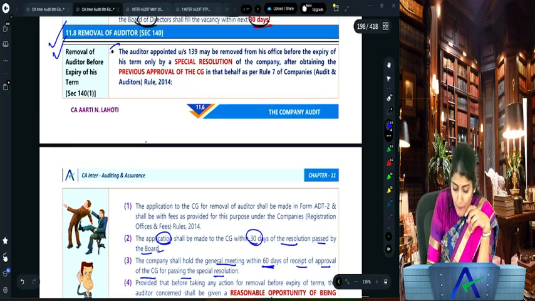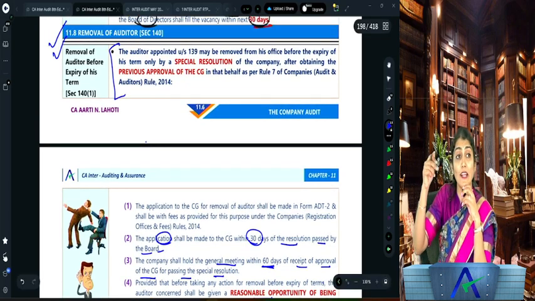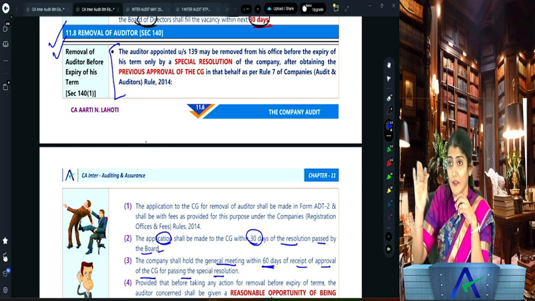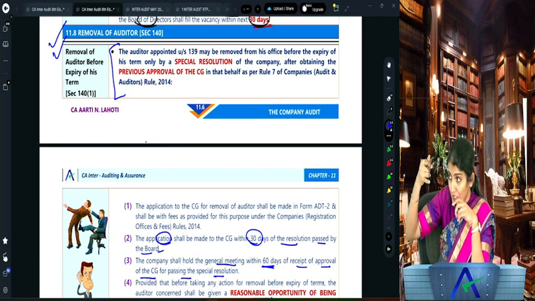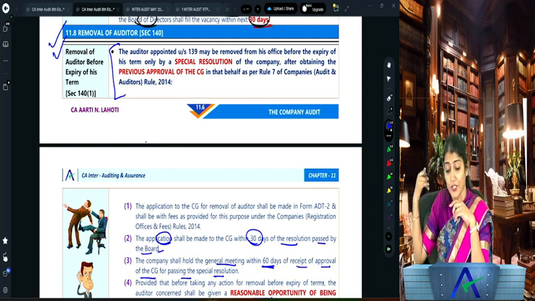So what is the important requirement? Right now, in the next 1 hour, I want to remove the auditor. Is it possible? No. What does it say? Board resolution, application to CG, approval of CG, then special resolution and reasonable opportunity of being heard.